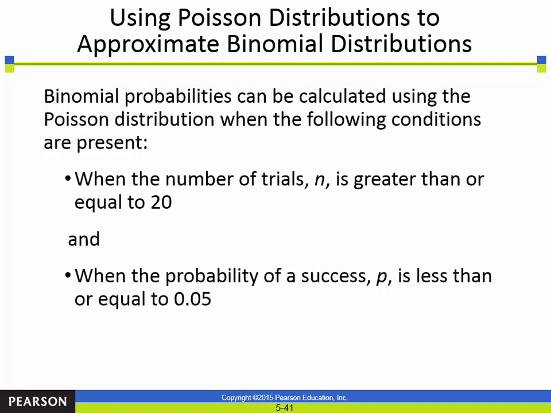So they let us know that binomial probabilities can be calculated using the Poisson distribution when the following conditions are present. Why? I don't know, especially when you can do a function for either one in Excel, but you can. When the number of trials n is greater than or equal to 20, and when the probability of success p is less than or equal to 0.05, sorry. When those two conditions are met, you could use a Poisson distribution to approximate a binomial distribution. I don't know why you'd want to do that.